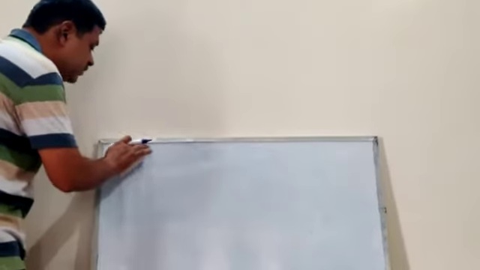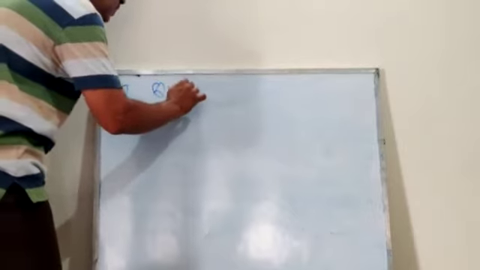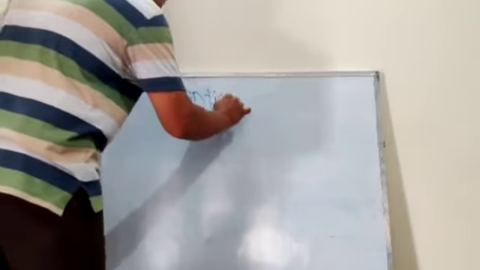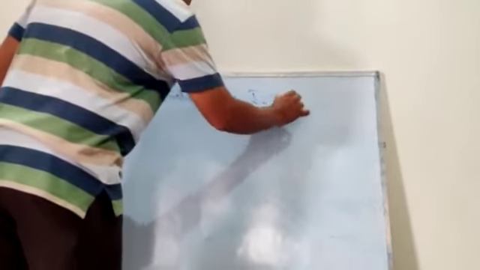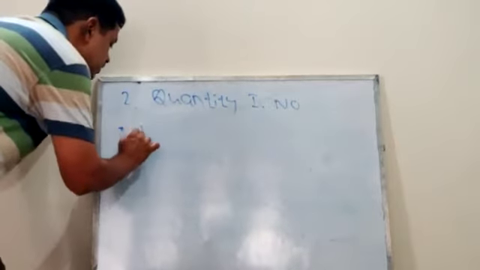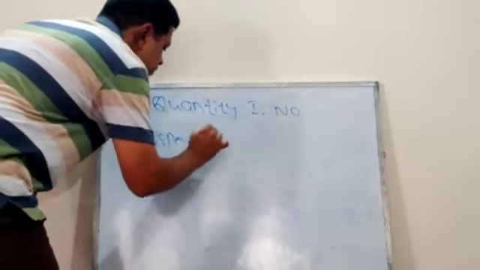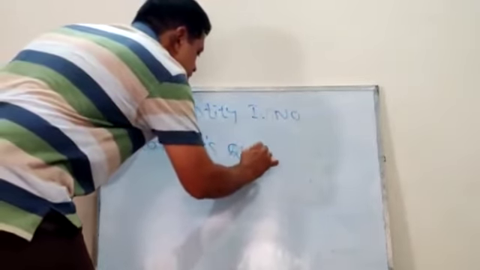Next, the second type is the quantity index number. In quantity index number, we discuss first the Laspeyres quantity index number.